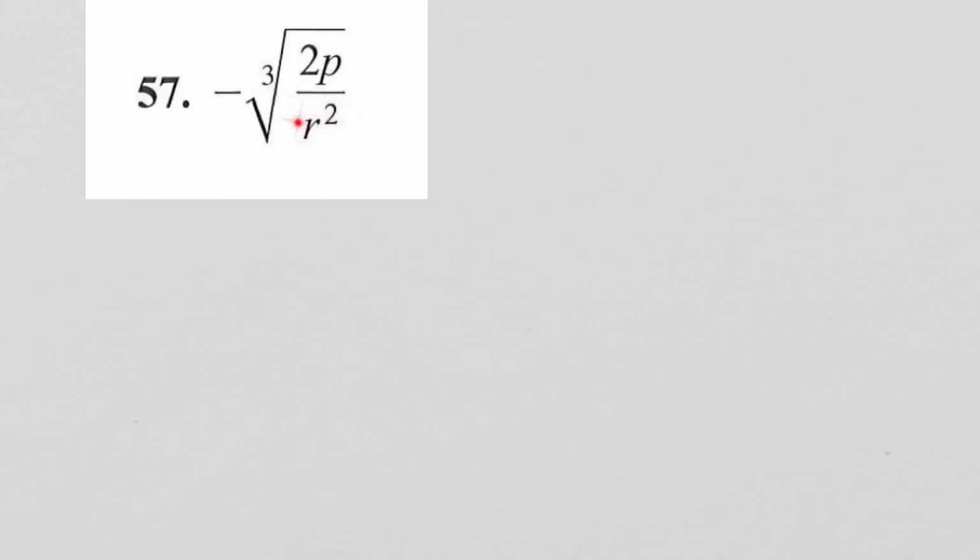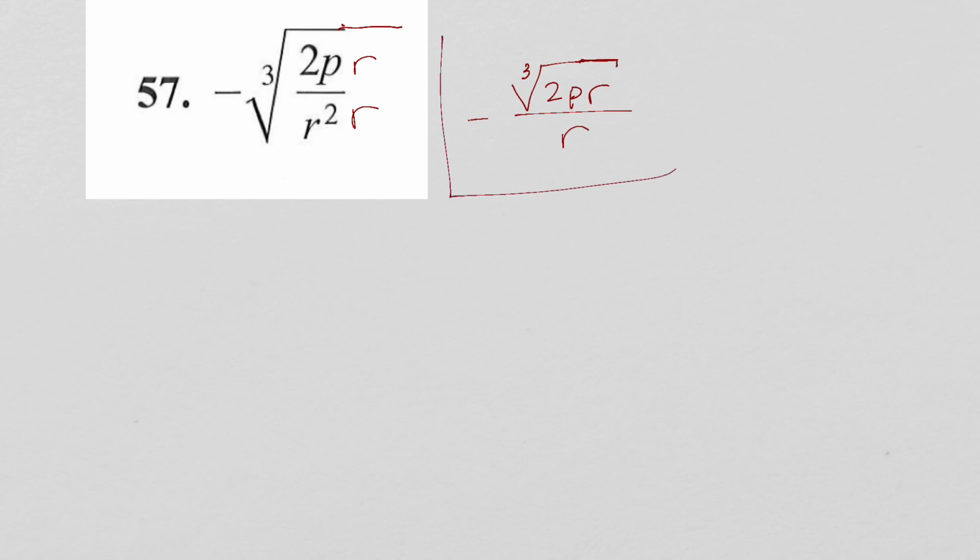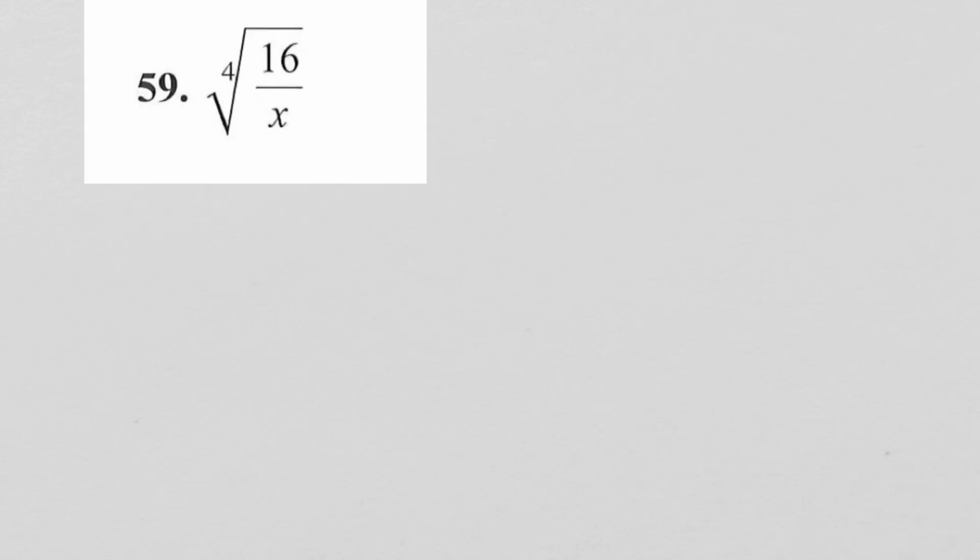Okay, this is not simplified because we have a radical in the denominator. And we can't bring this out the way it is because 2 is less than 3. So we're going to multiply the top and bottom inside of the radical by r. And that'll give us r cubed in the denominator, which will come out as r. So we have a negative in front of the fraction, and then in the numerator we have the cube root of 2pr. Make sure that it covers everything up there. And that's it.